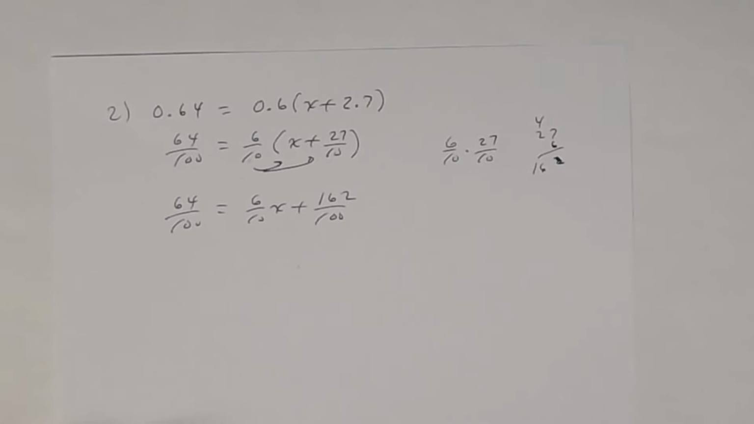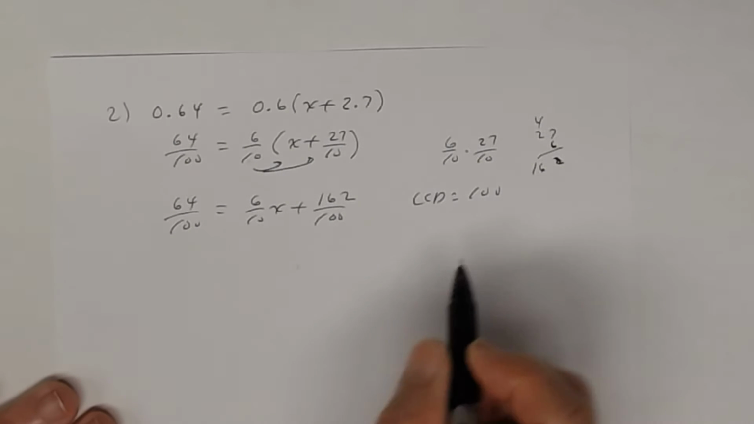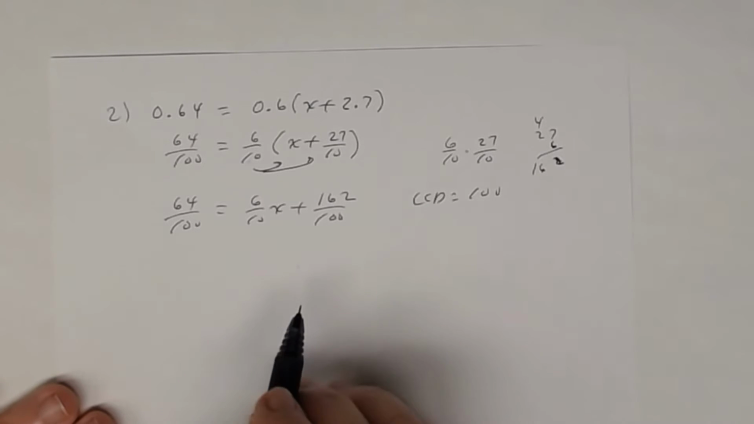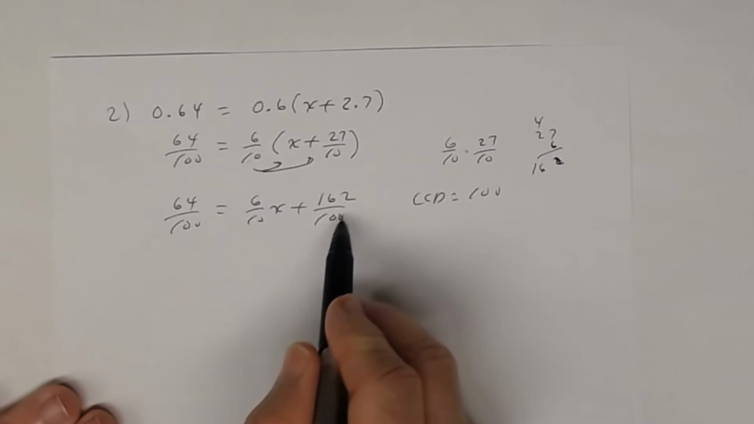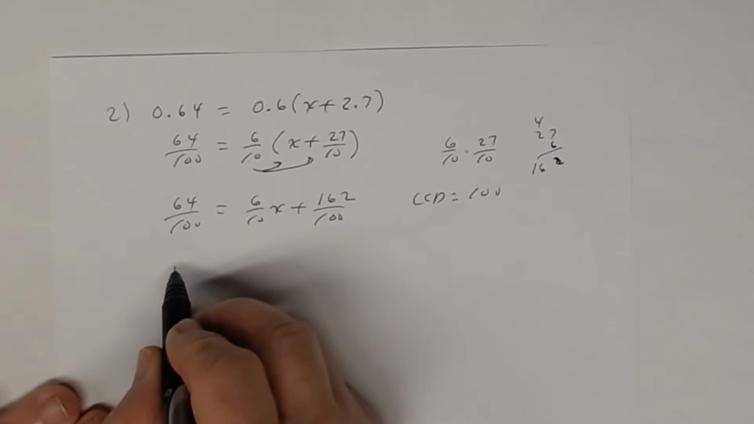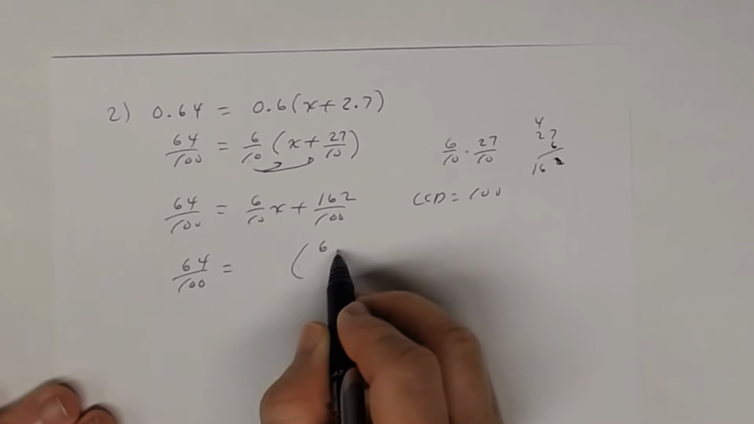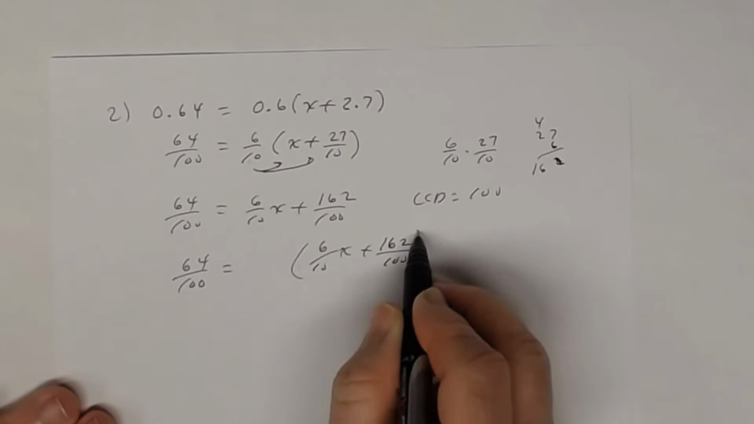And now I can find the LCD. So the LCD is 100. 10, 100, 10, and 100. The LCD is 100. So now I'm going to multiply both sides by 100, and now watch how easy it becomes. Notice, though, on this side I have two fractions. We'll put that in parentheses. So I got 64 hundredths equal, in parentheses, 6/10 x plus 162 divided by 100.